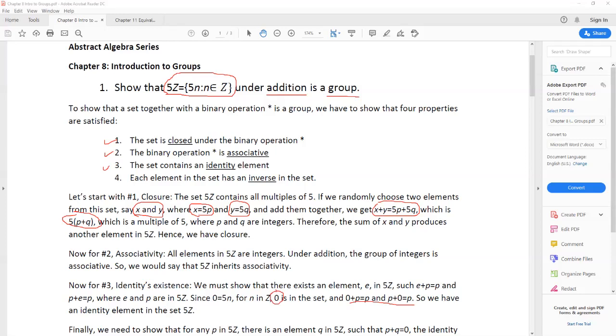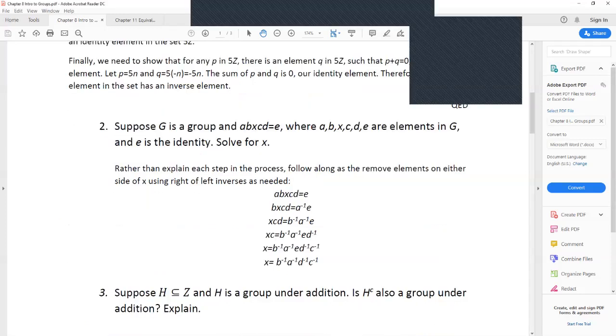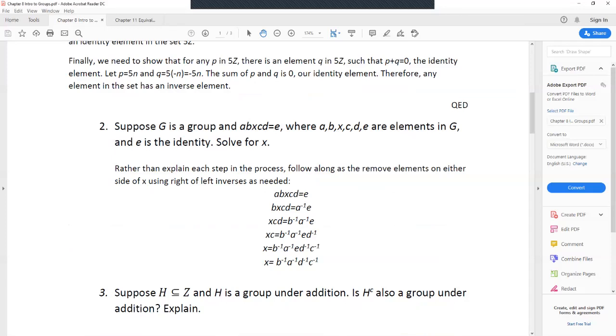And finally, we will check to ensure that each element in the set has an inverse. This means that we need to show that for any p that we choose in 5Z, there is an element q in 5Z so that the sum of p and q is 0, which is the identity element. So let's let p equal 5n and q equal 5 times negative n, which is negative 5n. The sum of p and q would be 0, which is the identity element. Therefore, any arbitrary element in 5Z has an inverse. Therefore, we have satisfied the 4 properties. Therefore, 5Z does constitute a group.